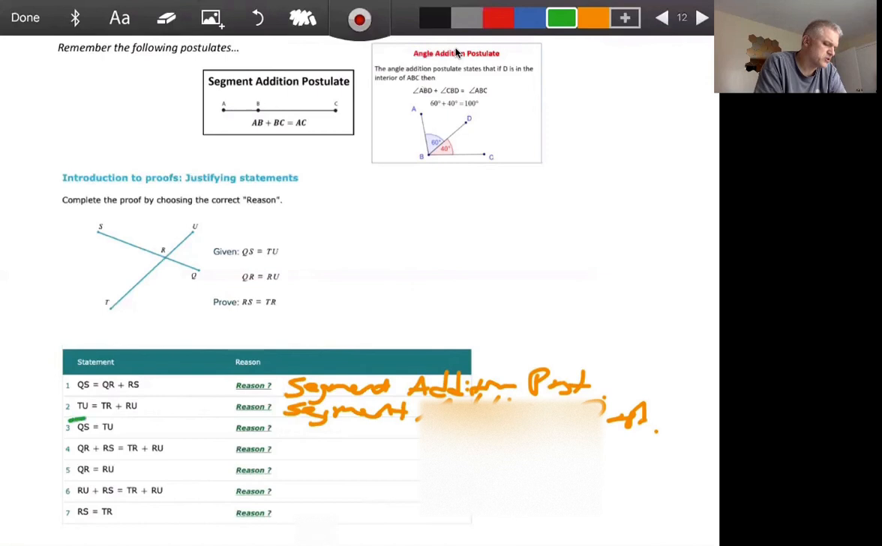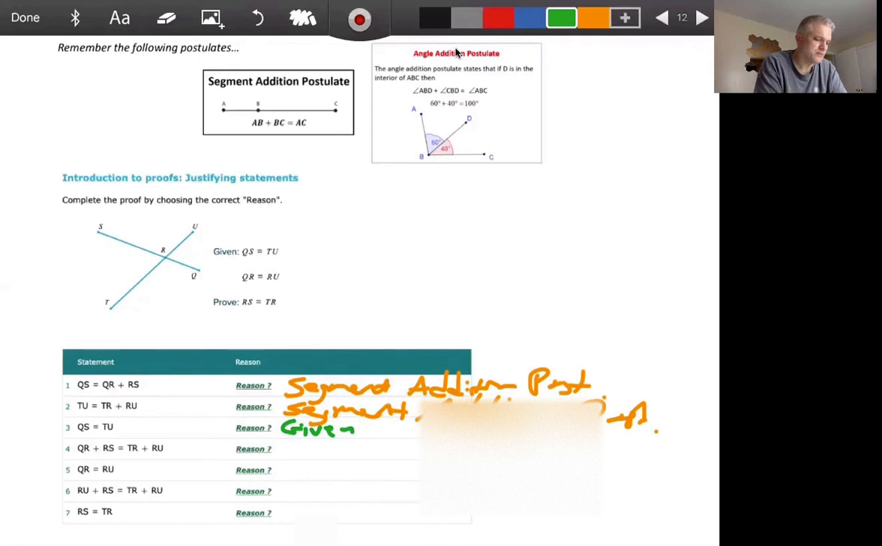Now it says QS equals TU. So you're going to look at one of 3 places. You're going to look at the givens, you're going to look at the picture, or you're going to look at the statements that you've already written. It's like you're in a courtroom. You've entered these into evidence, so you can refer back to them at any time. Right? So for number 3, QS is equal to TU. Well, look at that right there. It's amazing. It's a given piece of information. So we're just going to select given.